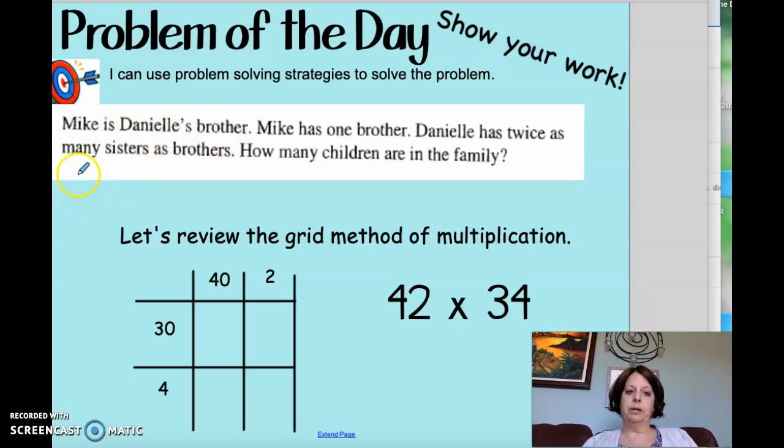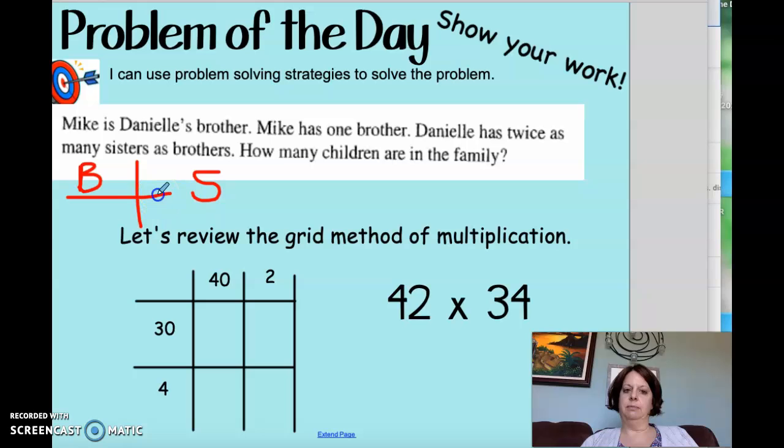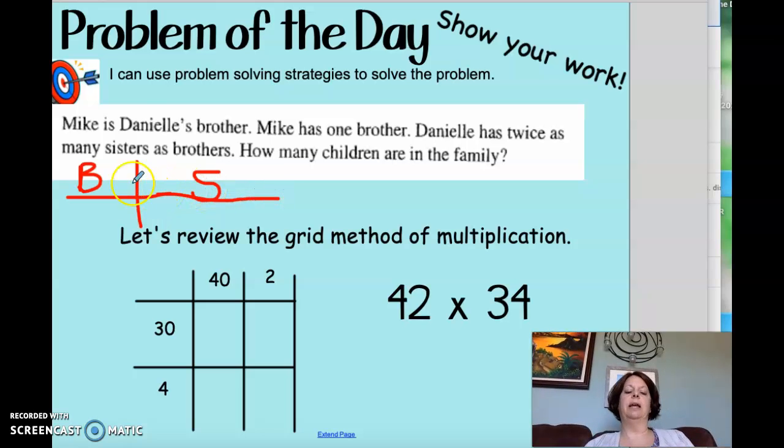So Mike is Danielle's brother. What we're going to do is put a B section here, and then an S for brothers and sisters. We'll make tally marks. Mike is Danielle's brother, so we'll put a tally mark here for Mike. And Mike has a brother, so we'll put another tally mark. Then it says Danielle has twice as many sisters as brothers. Well, we have two brothers, so what's twice as many of two? You got it, that's 4.